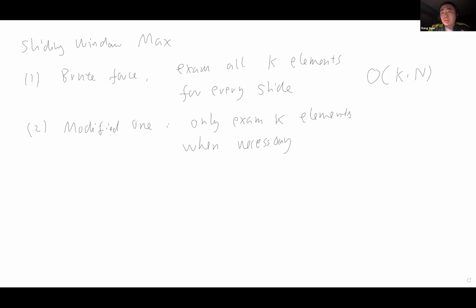For example, one is the new incoming element is larger than the current max, then this will be the new max, right? This is number one. The second one is you know the current max is still in this scope, right? So in both cases, you don't need to re-examine the whole k elements, right? However, this will improve the average case, but it's still the same in the worst case.